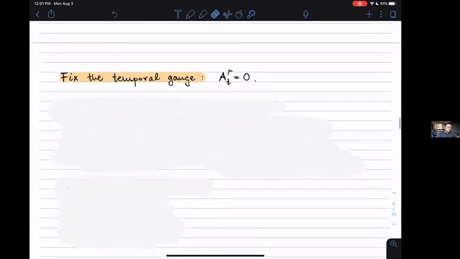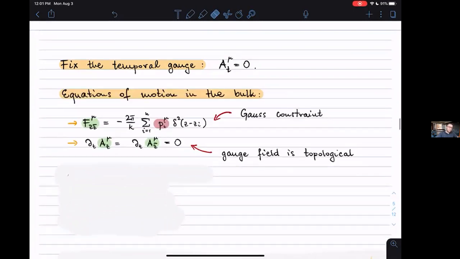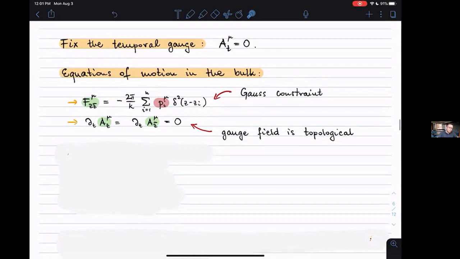Okay, so in the first instance, I'm just going to fix the temporal gauge. So that just means that the t component of the gauge field is going to be 0. That turns out to be particularly convenient. In the second step, I will tell you what the equations of motion are in the bulk. So the first equation of motion is that the field strength couples to the external momenta. So that's not surprising. That's just a Gauss constraint.